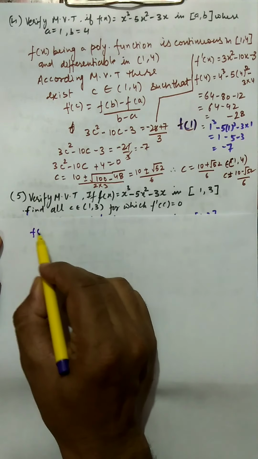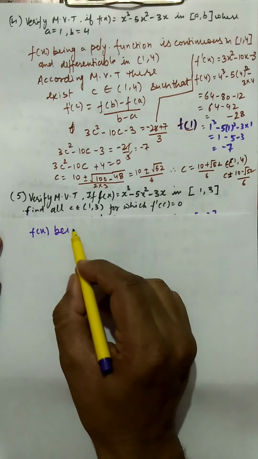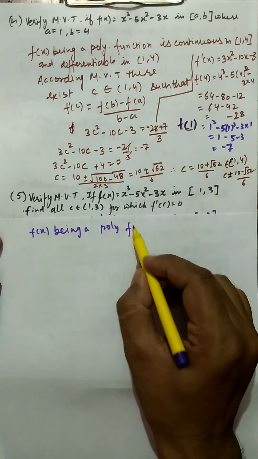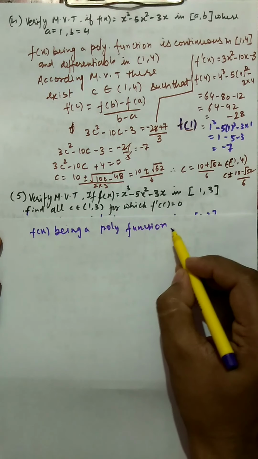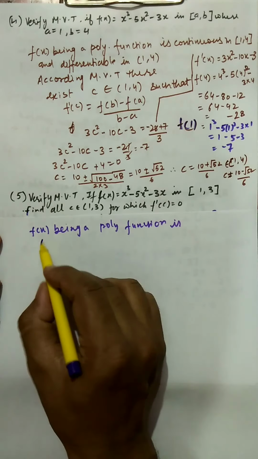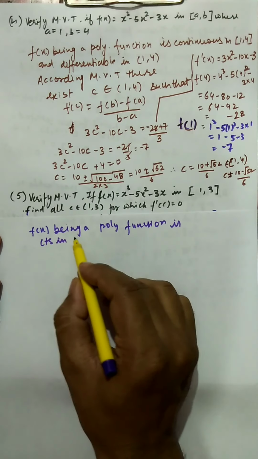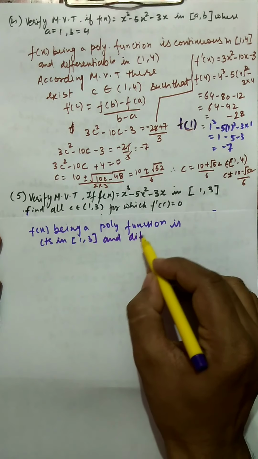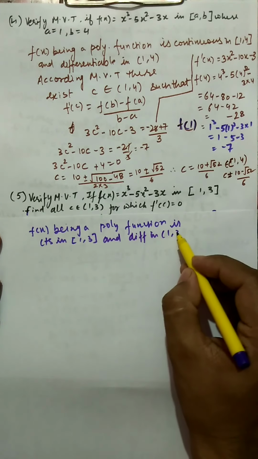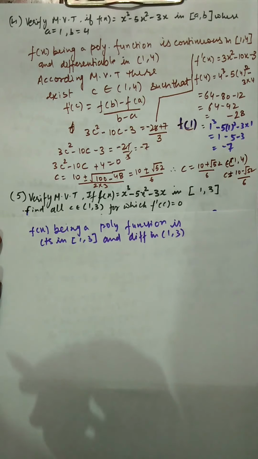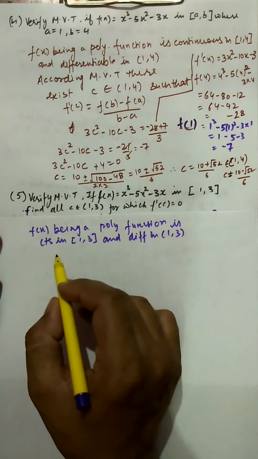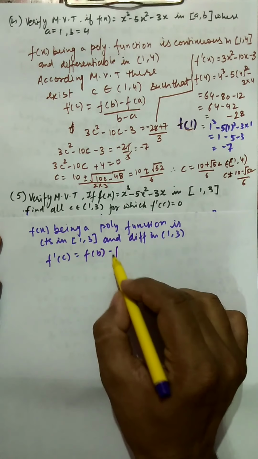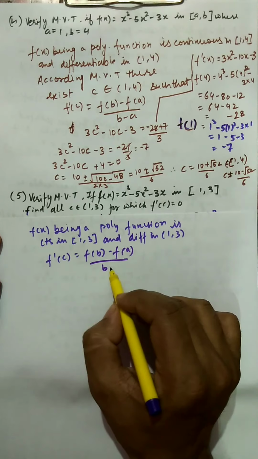So fx being a polynomial function is continuous in 1 to 3 and differentiable in the open interval 1 to 3. So conditions of the mean value theorem are satisfied. So we'll get f dash c is equal to fb minus fa upon b minus a.